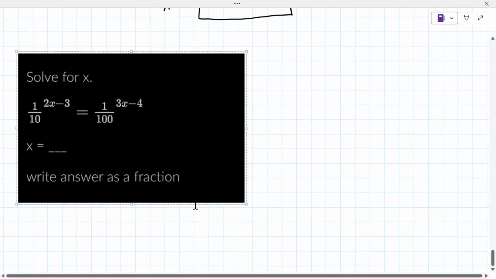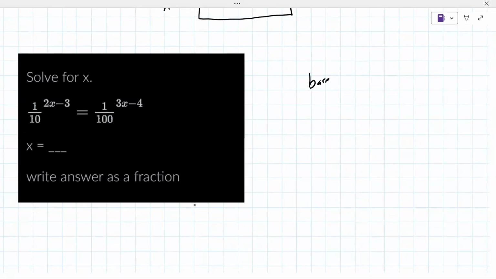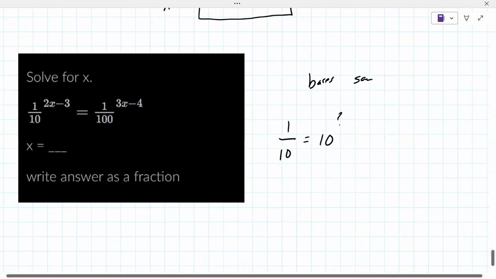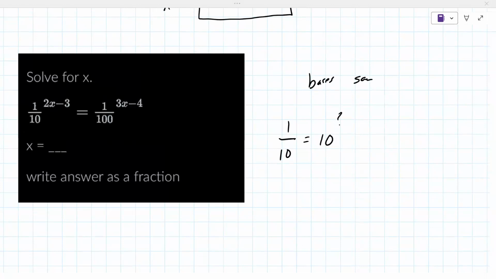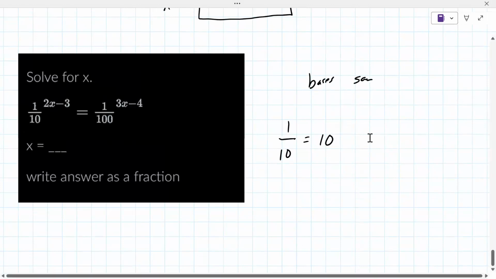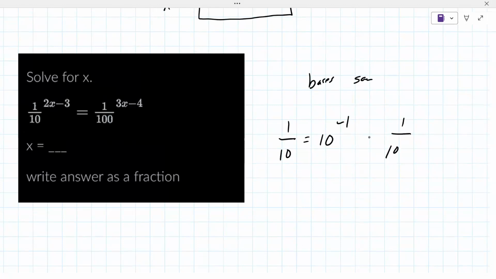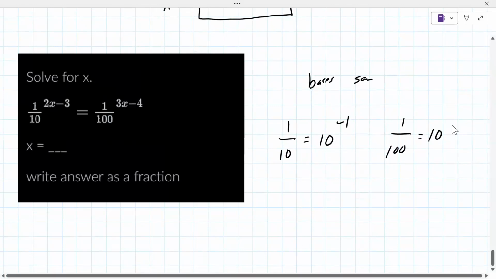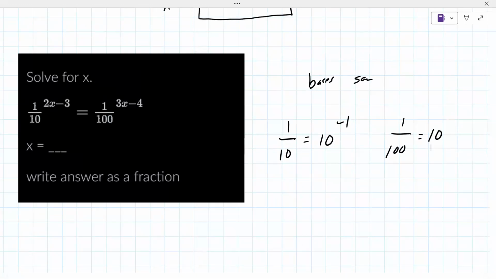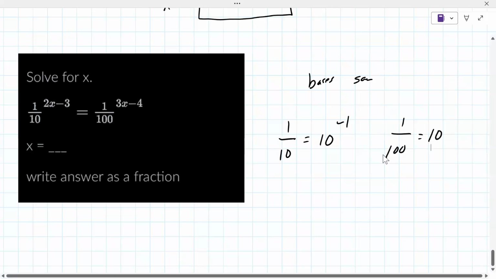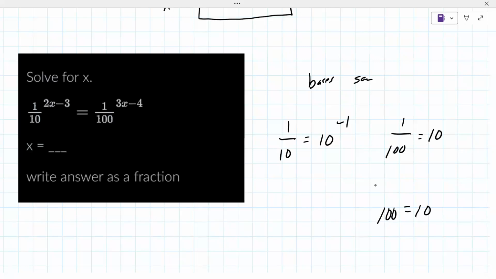All right, so new problem here. The way to solve this is to make the bases the same. You have to make 1 over 10 equal to 10 to some power. What would that exponent be from an earlier problem we did? -1. That's good. And then 1 over 100 is 10 to another power here. What would that be? What about 100? 100 is 10 to what power? 2. So -2. There you go.